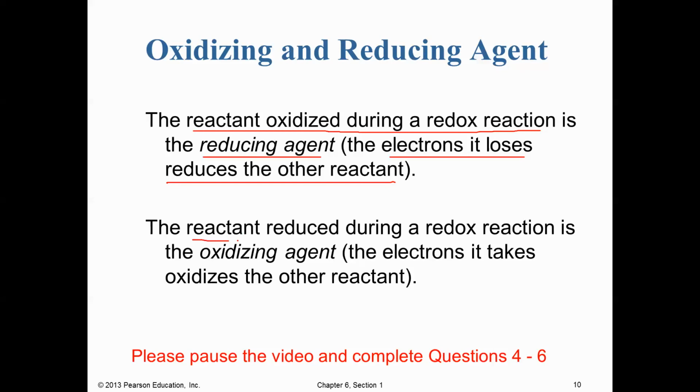And our reactant that is reduced during a chemical reaction is known as the oxidizing agent. Well, where does this come from? Well, it's because the electrons that it takes or gains, it's stealing from another chemical, helping to oxidize that other chemical. So I'd like you to now please pause the video and complete questions 4 through 6 on the activity. And this video will be concluded in part 2. So we'll continue in part 2.